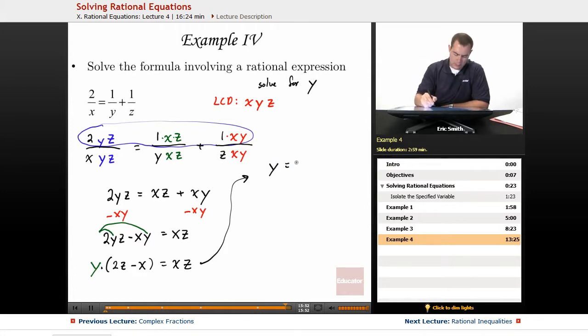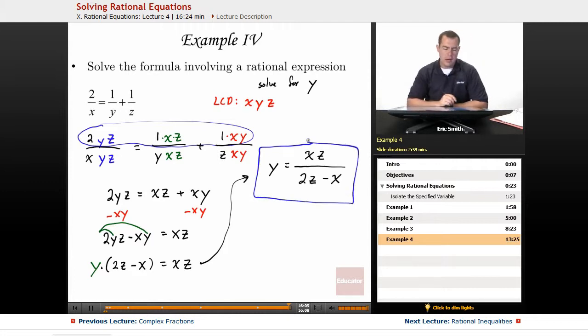So y is equal to xz all over 2z minus x. And this one really is solved because we have completely isolated the variable we are looking for. And really, in a sense, we've created a new type of formula.